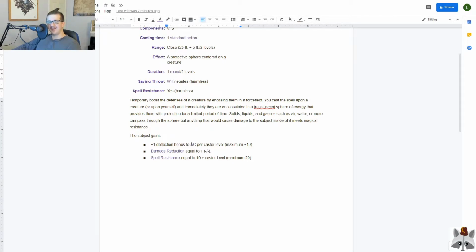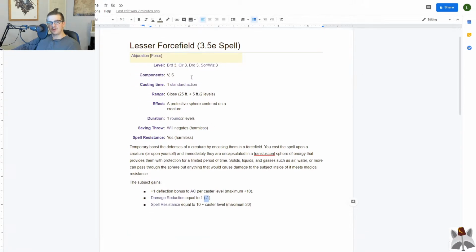Wow. 3.5 was very different. Damage reduction equal to 1. I don't know what that means, but okay. And then spell resistance is equal to 10 plus your caster level. I don't know what spell resistance is either. So we are actually going to go ahead and rewrite this and then kind of explain, once it's all rewritten, what changes I would make or how I would reword things to fit the 5th edition model. So I'll catch you in a sec.